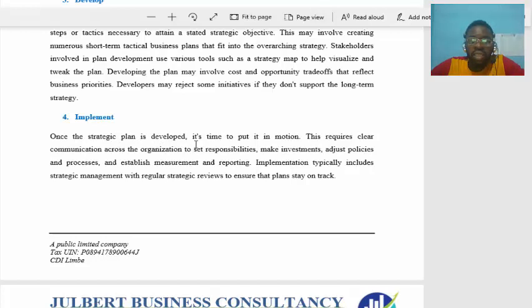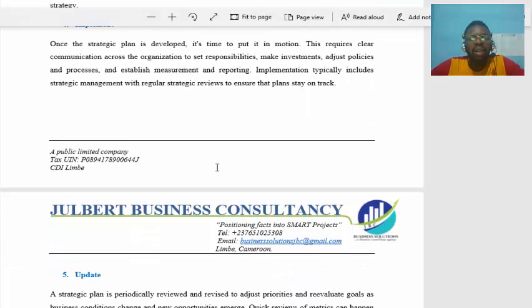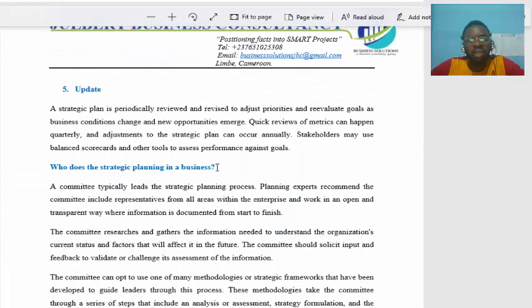Once the strategic plan is developed, it's time to put everything in motion. This requires clear communication across the organization. Communicate the plan, the action plan to everybody in the organization. Let them know that this is what we'll be doing. This is the objective we intend to achieve. And in achieving this objective, these are the actions we will be taking. And in taking these actions, these are the persons responsible for this particular action. And this is the budget for this particular action.